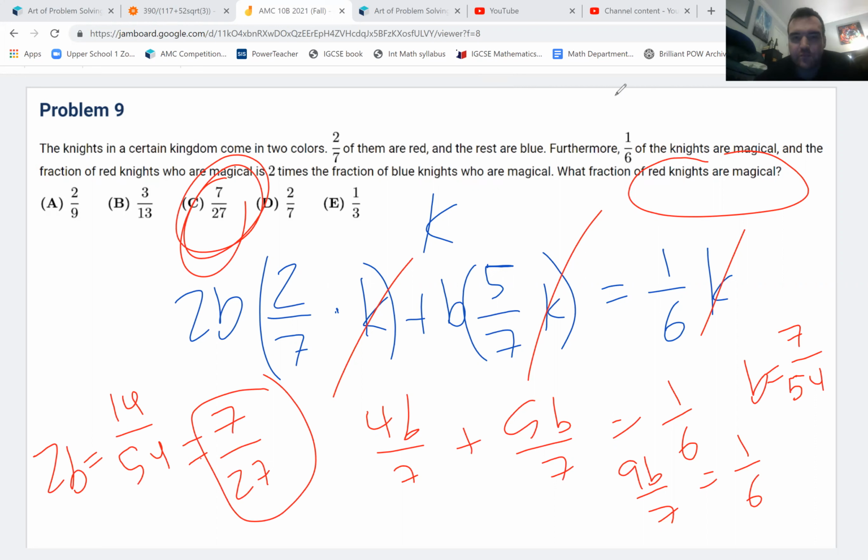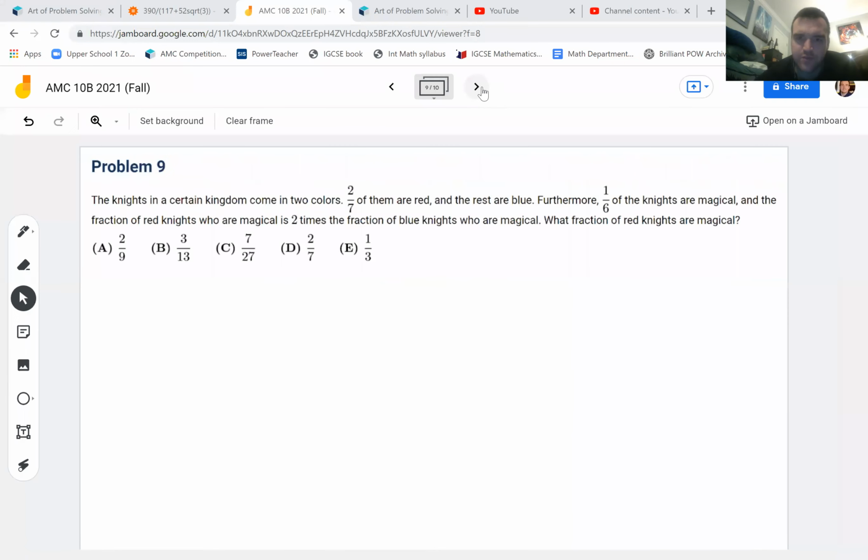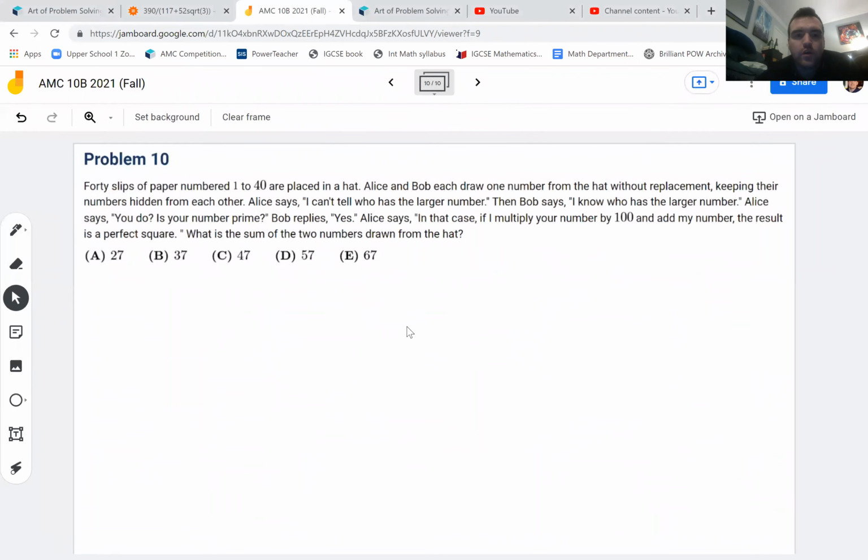I prefer to solve problems using algebra, even though I know sometimes there can be a tool like a Venn diagram that might make it easier. But for me, it usually does not. All right, and then number 10, which again is not too bad. It's sort of like a logic problem, right?